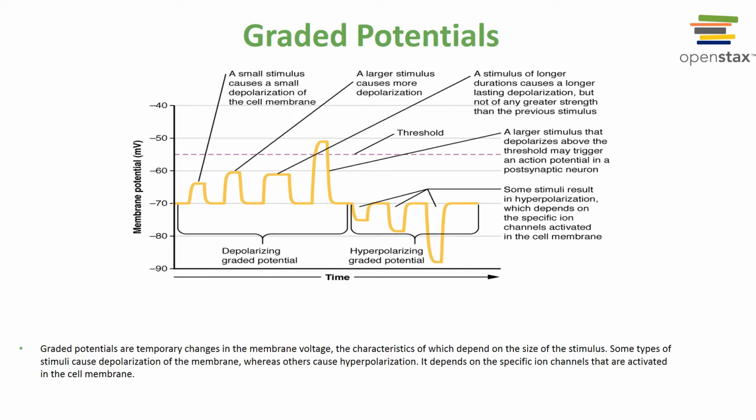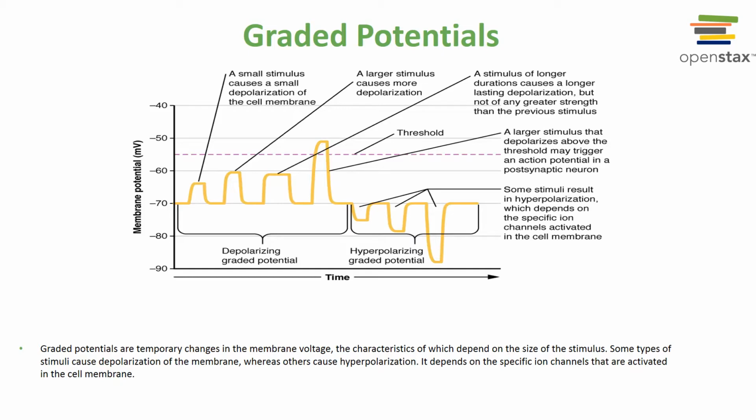So as you can see here, a small stimulus causes a small depolarization in the cell membrane. A larger stimulus causes more depolarization. A stimulus that lasts longer causes a longer depolarization. And then a larger stimulus that goes beyond the threshold level may trigger an action potential.